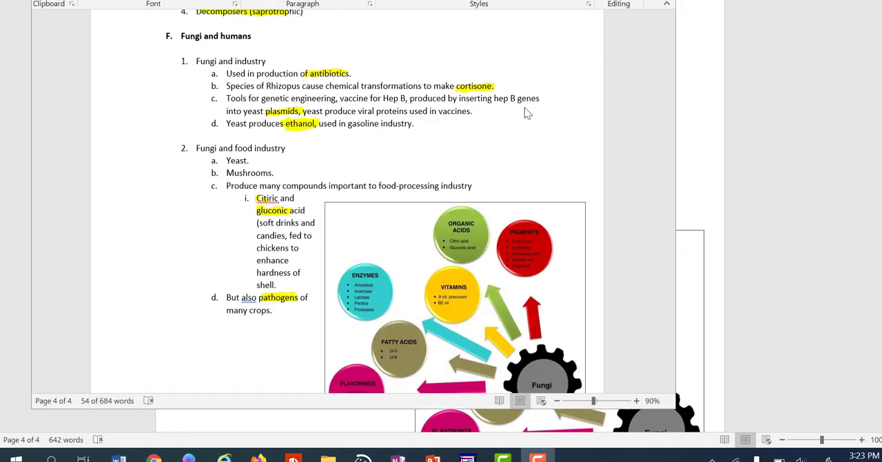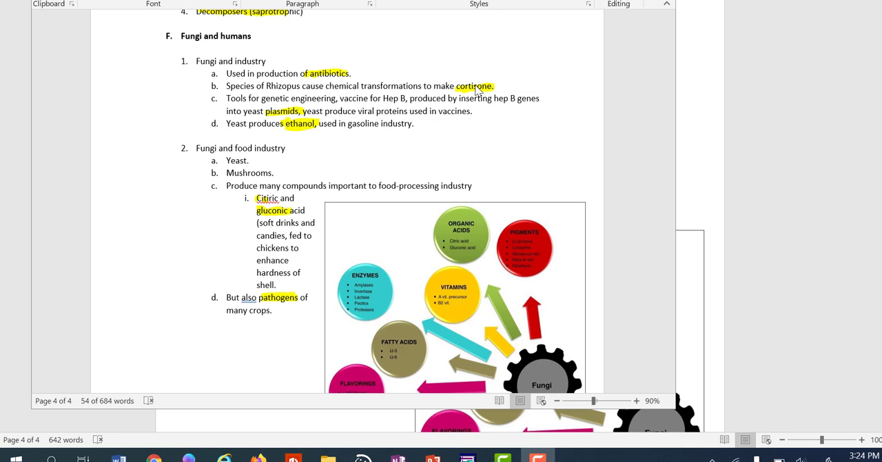Okay, so I've highlighted the sections to fill in your blanks. Fungi and industry, so we use them in the production of antibiotics. A fungus was where the first antibiotic was discovered, penicillin, coming from the species Penicillium. And that's the classic, if you look at an orange that's got mold growing on it, that sort of blue-green mold, that species of fungi produces the antibiotic penicillin.